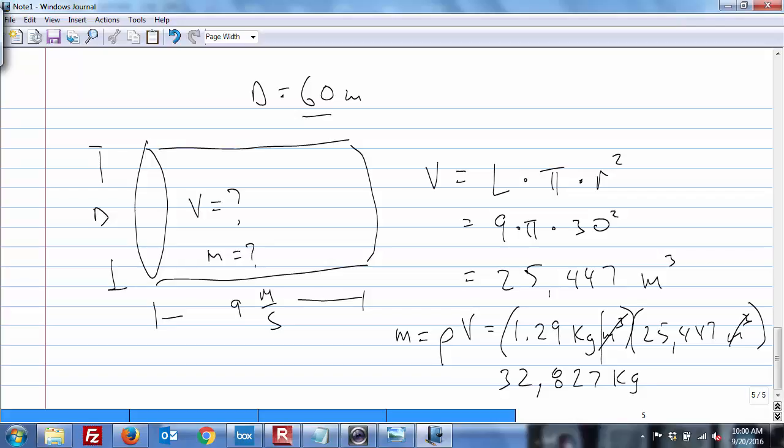Okay. So you say that's per second? Yes, you would. That's exactly what you say. 32,827 kilograms of air moving through the turbine per second. That's exactly right. So what we want to know is what's the energy of that?